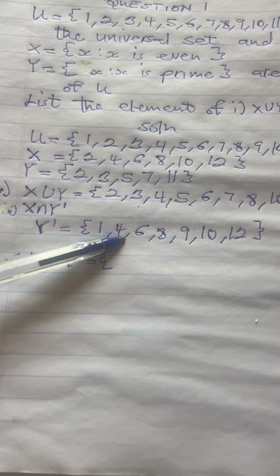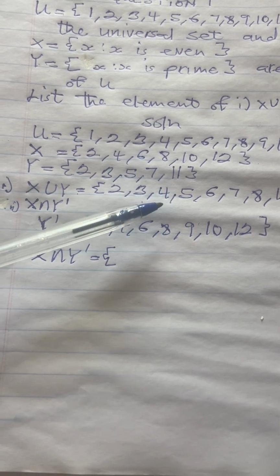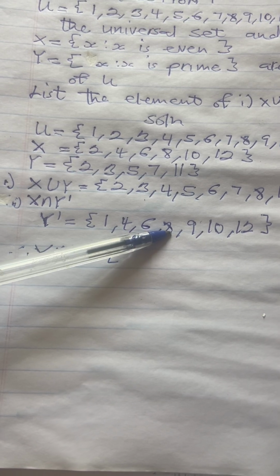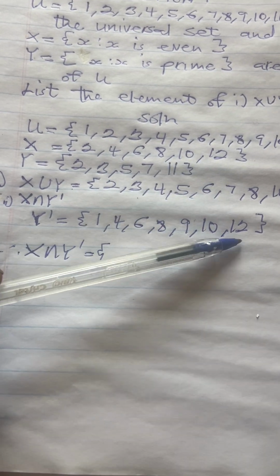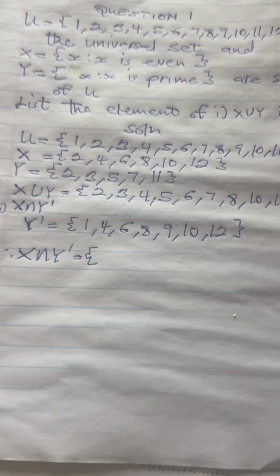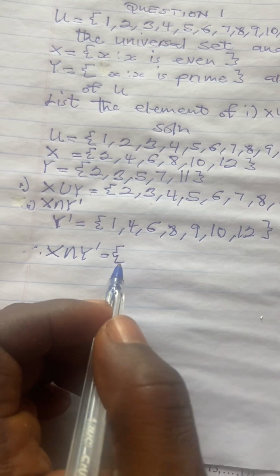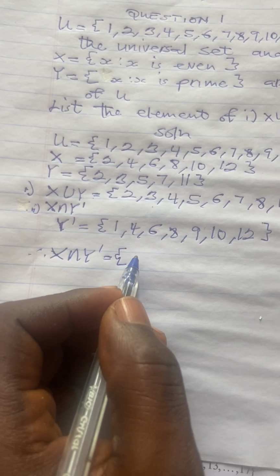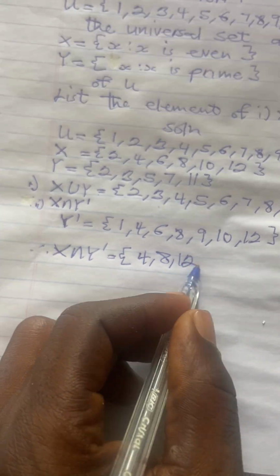Yes. Then for x we have 8, and 8 is also what? In the y complement. For x we have 12, and 12 is also what? In the y complement. So these are the intersection of x and y complement. That's 4, 8, and what? 12.